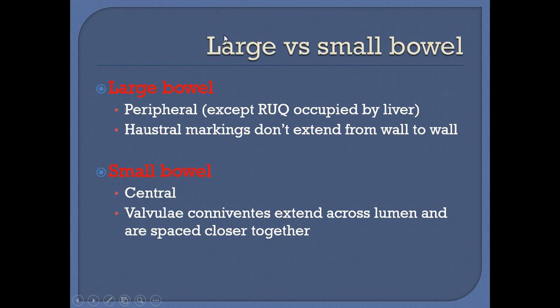What is the difference between the large and small bowel on abdominal X-ray? The large bowel loops are usually peripheral, except in the right upper quadrant, which is occupied by the liver, and the haustral margins are seen, and they do not extend from wall to wall. Small bowel is usually in the mid of the X-ray, in mid-abdomen, and you can see the pattern of valvulae conniventes, which extend across the lumen and are closer to each other.